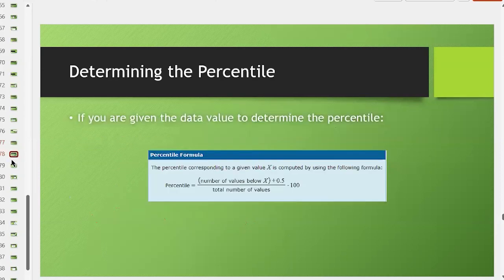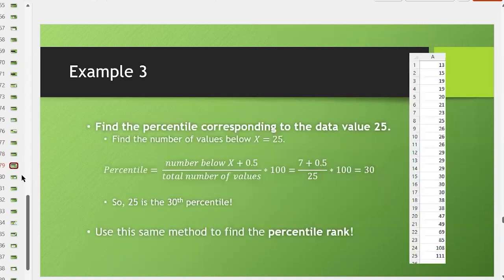If you're given the data value in the data set and you want to determine the percentile, then you've just got to count how many values are below it, and then use that to figure out its position in the data. So for example, if we want to find the percentile that corresponds to 25 here, we first find the number of values that are below 25. There are 7 below 25. You're going to take that 7.